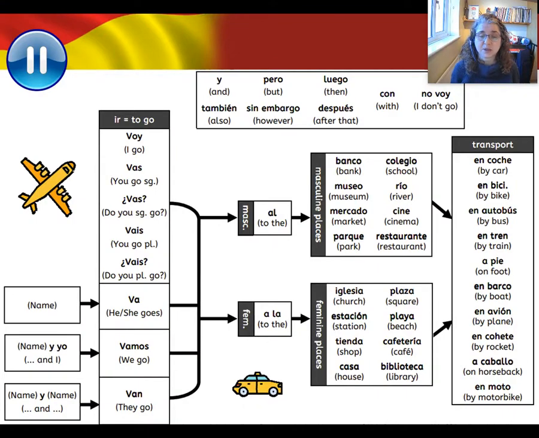So here's the sentence builder again that's going to help you to make your sentences. You're going to be starting off on the left-hand side there with part of the verb to go. Voy, vas, va, vamos, vais, or van. And if you want to, you can put some names in there to say exactly who's doing the going. And the very, very far left column underneath the aeroplane shows you how to do that. So say who's going, then follow the arrows and choose a place. You've got one row for masculine places, one row for feminine places, and then put a transport on the end.